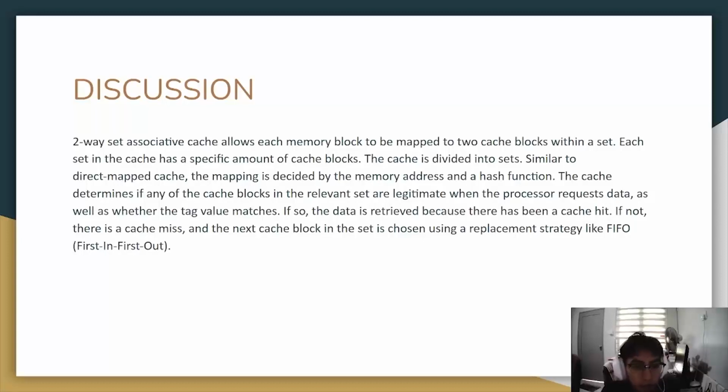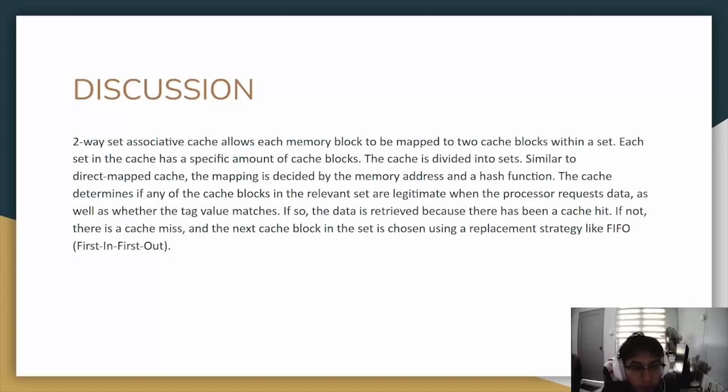Two-way set associative cache allows each memory block to be mapped to two cache blocks within a set. Each set in the cache has a specific amount of cache blocks. The cache is divided into sets. Similar to direct mapped cache, the mapping is decided by the memory address and hash function.